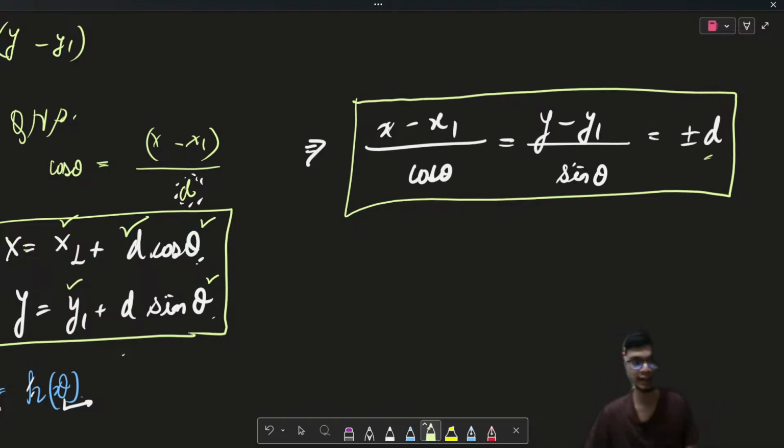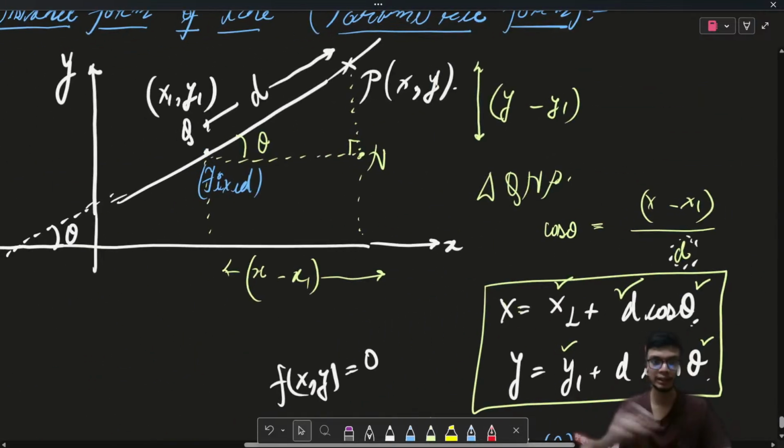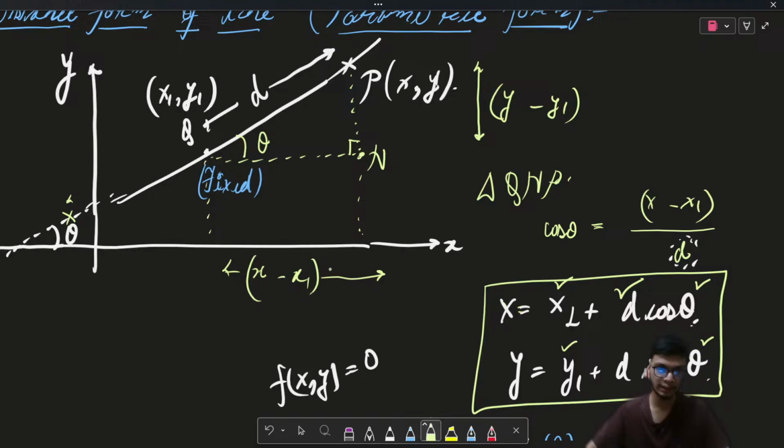And why did I write over here plus or minus d? Because the distance can be taken in the forward direction or maybe taken in the negative backward direction, right? So this way also the distance can occur. So here also I can have this point P as well, right? So if I have to mention that I want to take the point forward of Q or backward of Q, it will depend upon whether I take the plus or the minus sign.